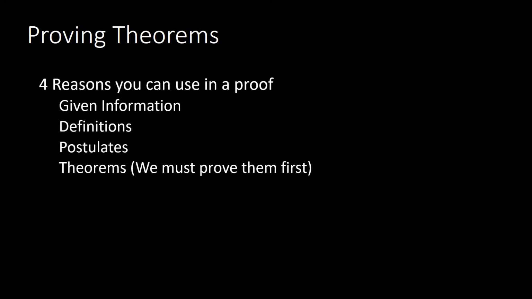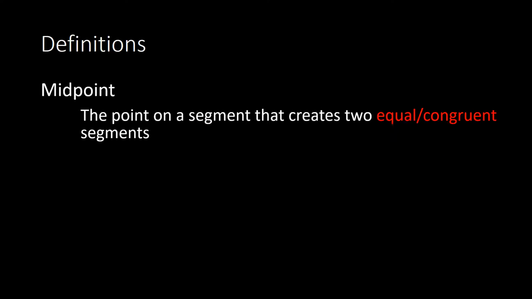Without further ado, we're going to jump in and we will first go over 2 definitions which we will use to prove these different theorems to be true. The definitions you need to know are the definitions of midpoint, and then the other one's going to be an angle bisector. A midpoint is simply a point in the middle. It is a point in the middle of a segment that creates 2 equal or congruent segments.